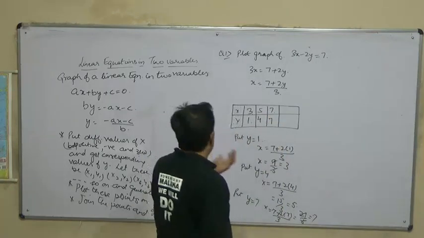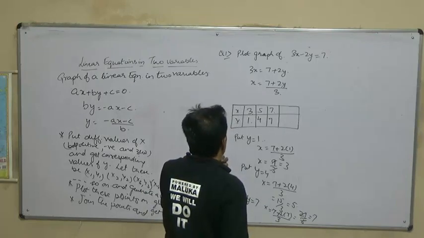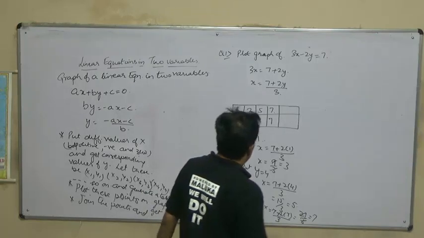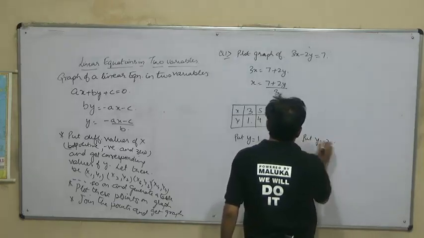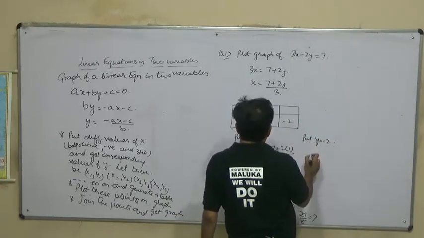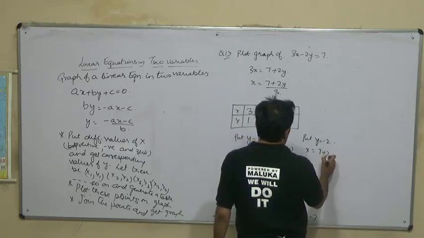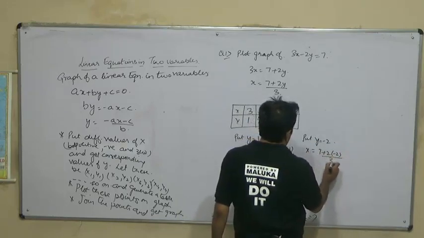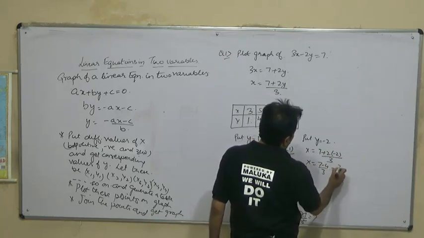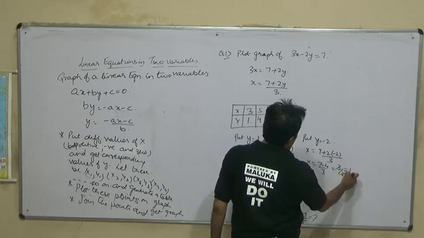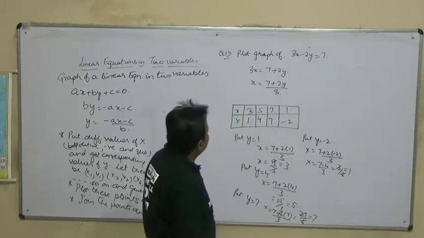Let us put some negative value. It may be minus 2. Put y is equal to minus 2. So x will be equal to 7 plus 2 into minus 2 upon 3. X will be equal to 7 minus 4 upon 3, which is 3 upon 3, cancel that, it comes out to be 1. So now we get these values.